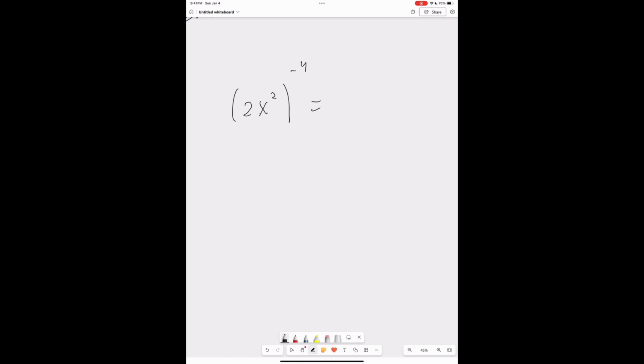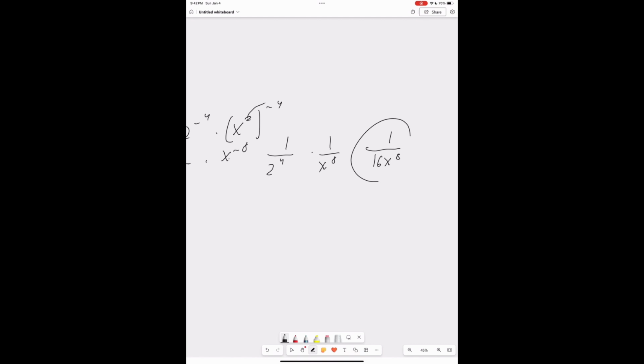Okay, we can write this as 2 to the negative 4 times x squared to the negative 4, right? So this is just a power of a power. We convert this to a negative exponent, and this converts to a power of a power. So now we're going to do 2 to the negative 4, which is 1 over 2 to the 4, times x to the negative 8. So we can write this as 1 over 2 to the 4 times 1 over x to the 8. 2 to the 4 ends up being 16, so we're going to get 1 over 16x to the 8 because we're multiplying them. And that's our final answer for that one.